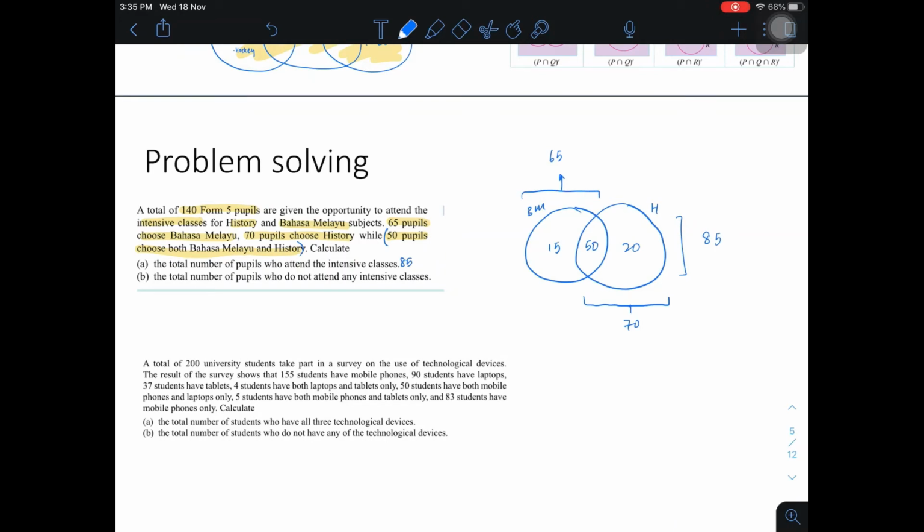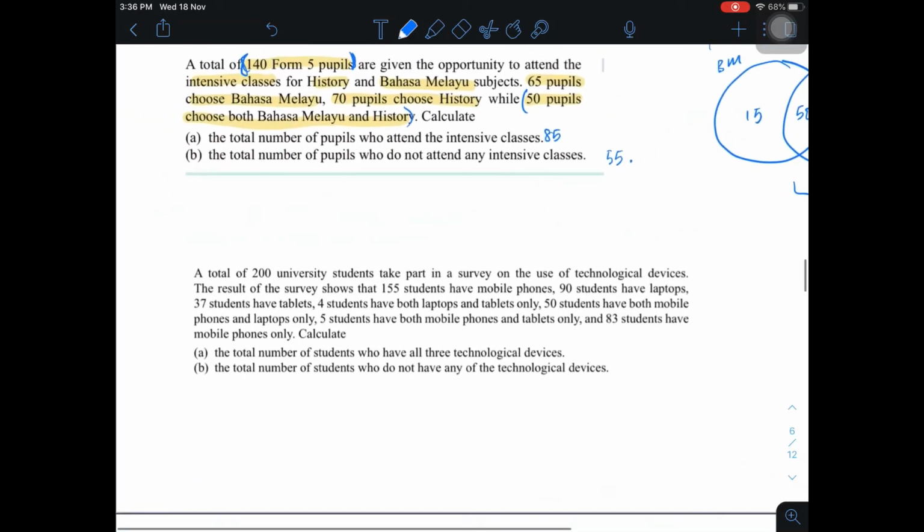And then after that, you want to know who did not attend the intensive class, right? So understanding from the paragraph, you see that 140 Form 5 pupils are given the opportunity to attend. Meaning there is 140 people, but then again, only 85 joined the intensive class. So the remaining would be 140 minus 85, which is 55. So your remaining people who did not attend any class would be 55. So there you go. So we'll try the next question again. This is another problem solving question.